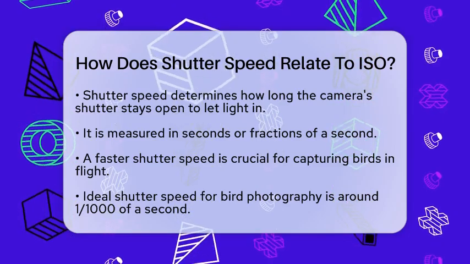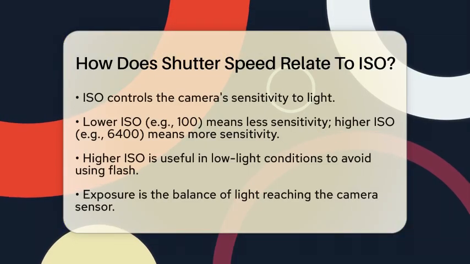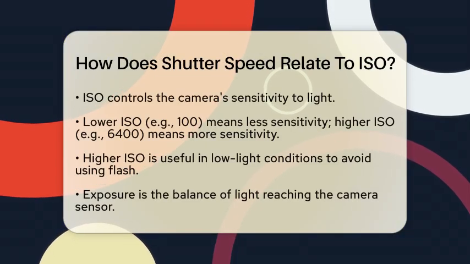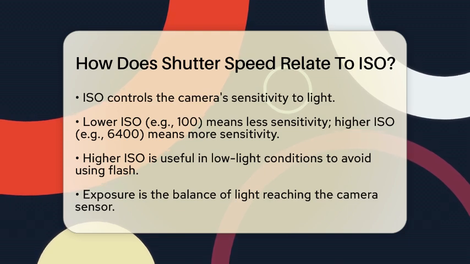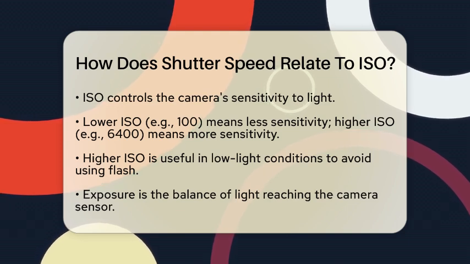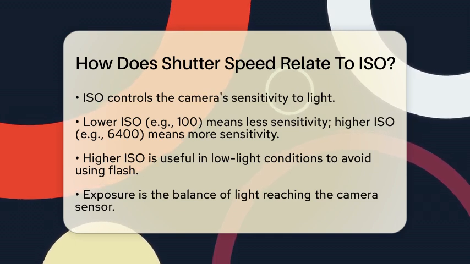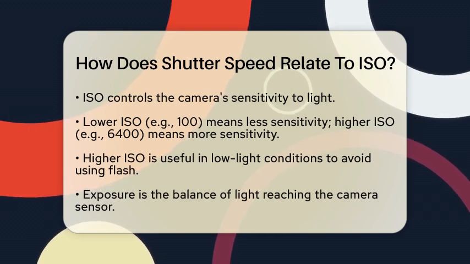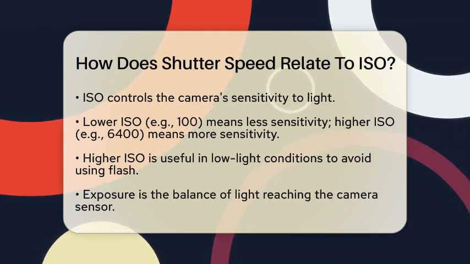On the other hand, ISO controls your camera's sensitivity to light. A lower ISO, such as 100, means your camera is less sensitive, while a higher ISO, like 6400, makes it more sensitive. This is particularly useful in low light conditions, where you need to capture images without using a flash.